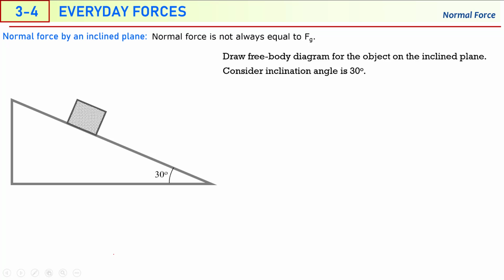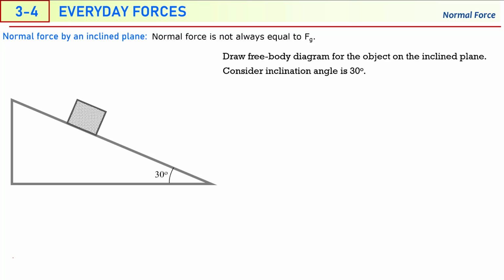For example, just like this inclined surface, when the surface is inclined, the normal force by the inclined plane will not always be equal to Fg. So what is it? How can we calculate the normal force applied by an inclined surface on an object on it? To understand it, of course, we should draw the free body diagram. And I'm going to choose the angle of inclination as 30 degrees. So this angle is 30 degrees.